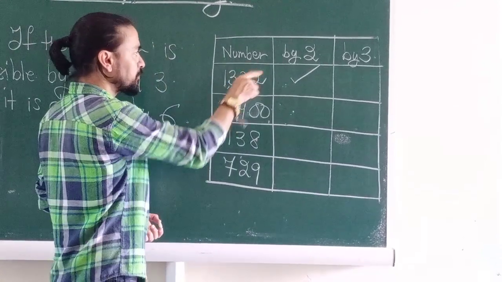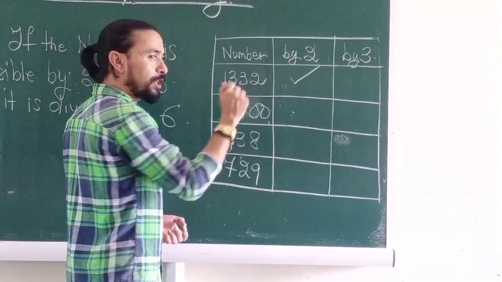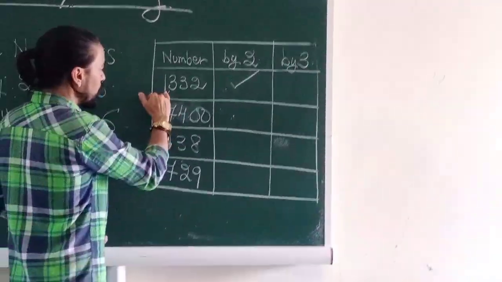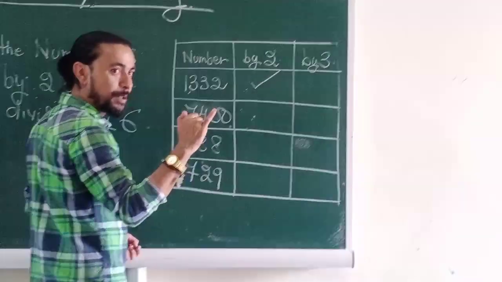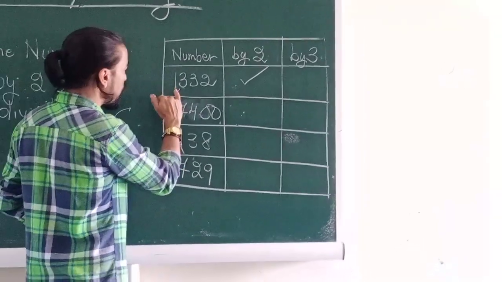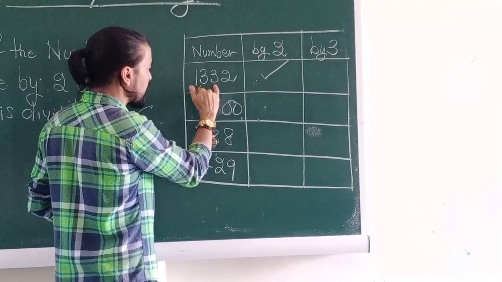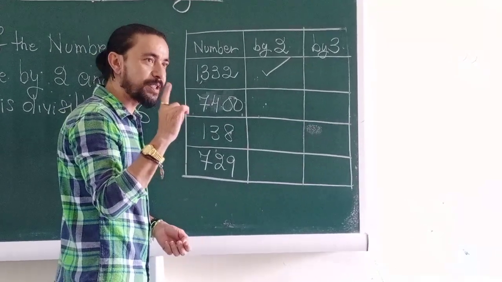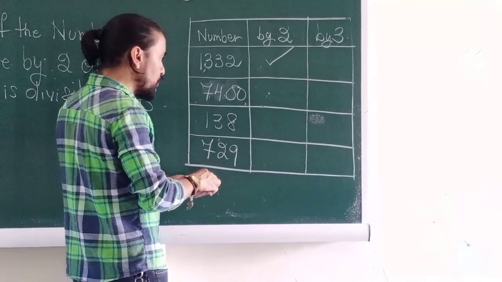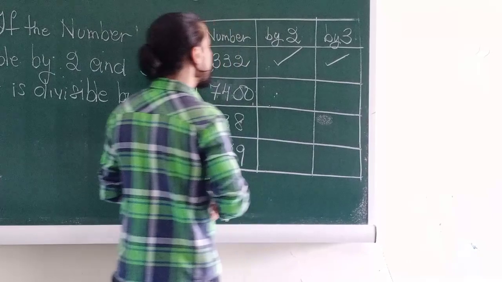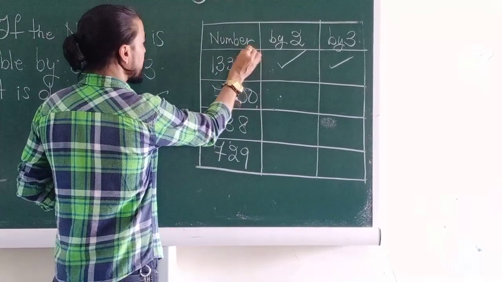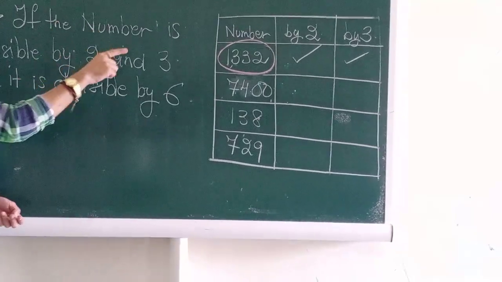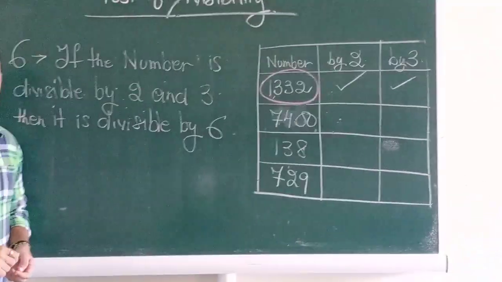Now come to 3. For 3, what is the test of divisibility? I have to add it. So add all the digits to see whether it's a multiple of 3 or it is divisible by 3. So 1 plus 3, 4, 4 plus 3, 7, 7 plus 2, 9. Is 9 divisible by 3? Yes, it comes in 3 times table, 3 3s are 9. So it is divisible by 3. So this number is divisible by 6. If it is divisible by 2 and divisible by 3, then it is divisible by 6.